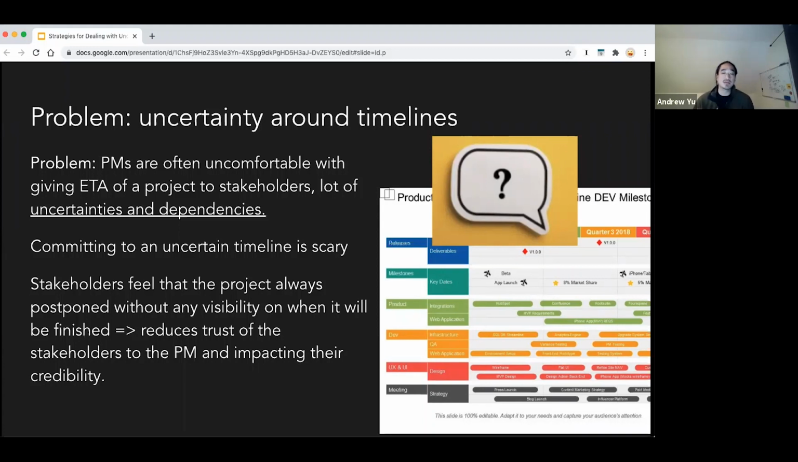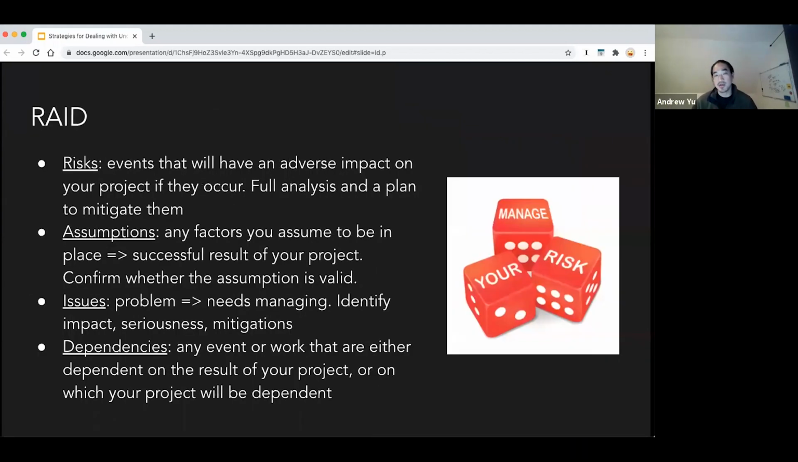And so what that leads to is a reduction of trust, and a reduction of trust impacts your credibility, not only as a product manager, but as a team. And that's the worst place you want to be, when the lack of communication around timelines has led to a lack of credibility around your team as a whole. So here's the thing: yeah, it's really scary, but there are very tactical things that you can do to mitigate this problem. So one really good framework is the RAID framework.